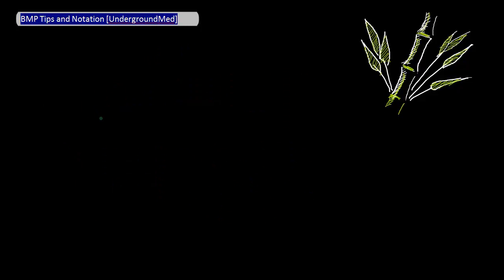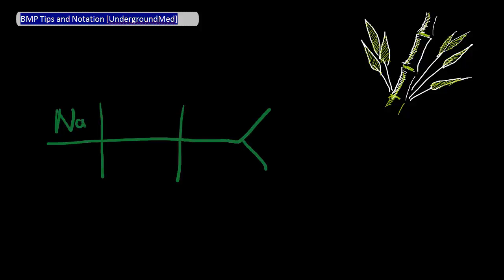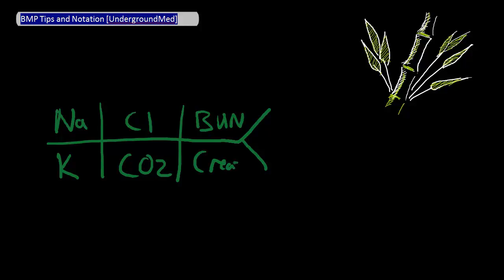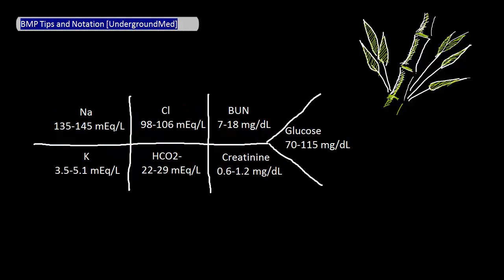Now, the shorthand notation for BMP looks like this, in which sodium goes here, potassium goes here, chloride goes here, CO2 goes here, BUN goes here, creatinine goes here, and glucose goes here. The normal values for these are here for your reference, but remember that these do vary depending on your laboratory, so don't yell at me if yours are slightly different.